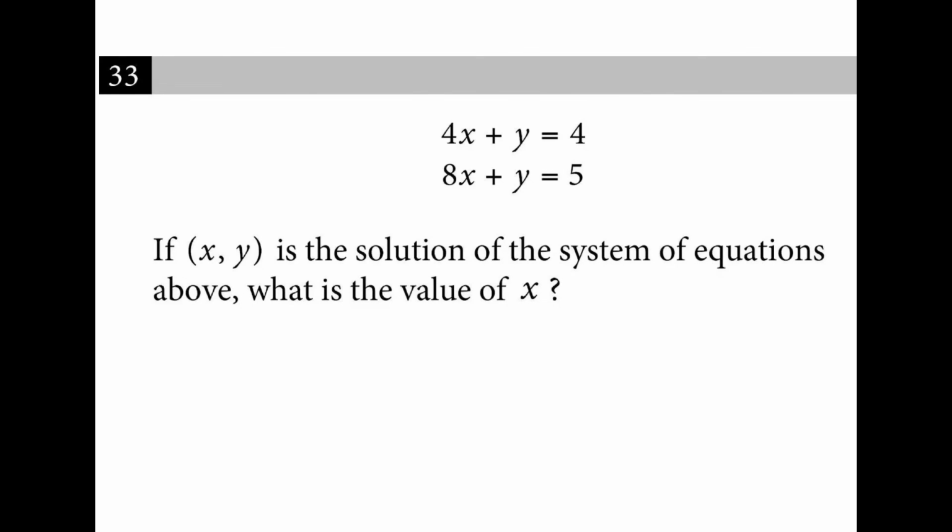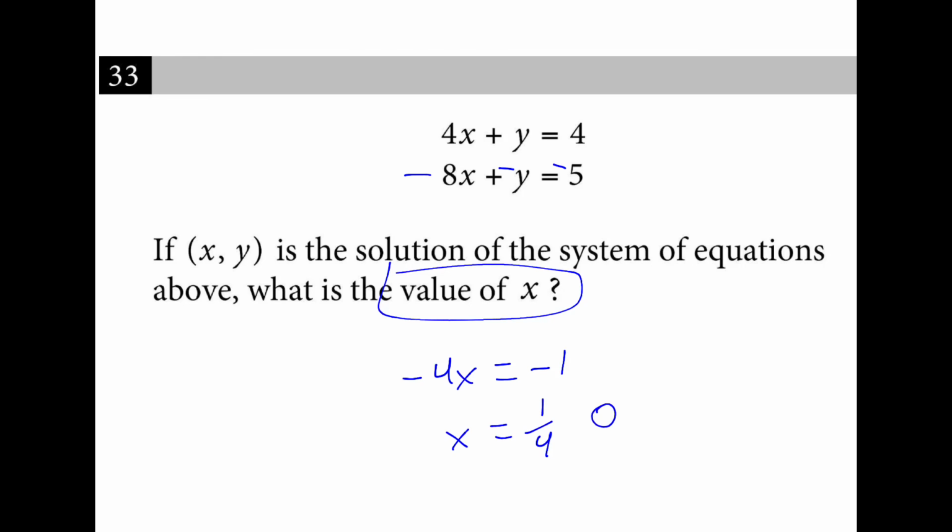If x, y is a solution, what is the value of x? So I'm just going to make all these negative and add straight down. So I have negative 4x, the y's cancel out, is equal to negative 1. So x is equal to 1/4, or 0.25.